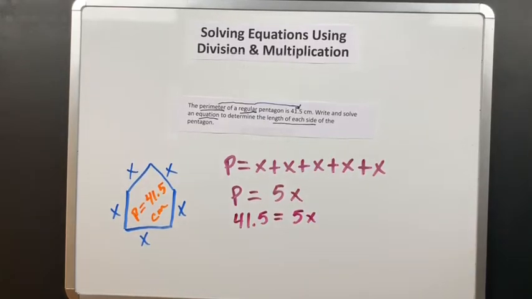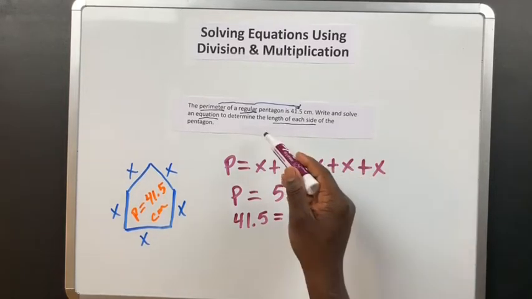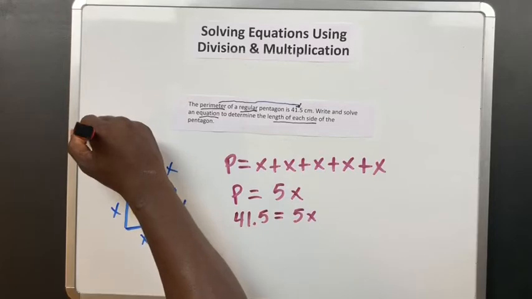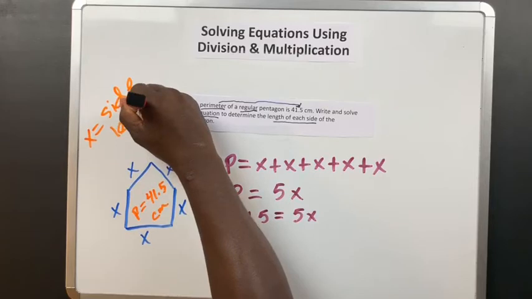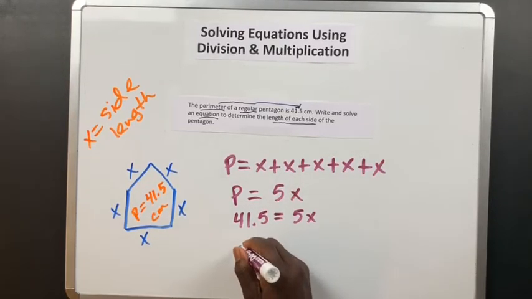All right? So here we have it. 41.5 equals 5 times x. We need to isolate this variable x because they want us to determine the length of the side, which is x. I like to write information, so x equals the side length. So if we need to solve for x, we need to get rid of that 5. What's the opposite of multiplying x by 5? It's dividing by 5.